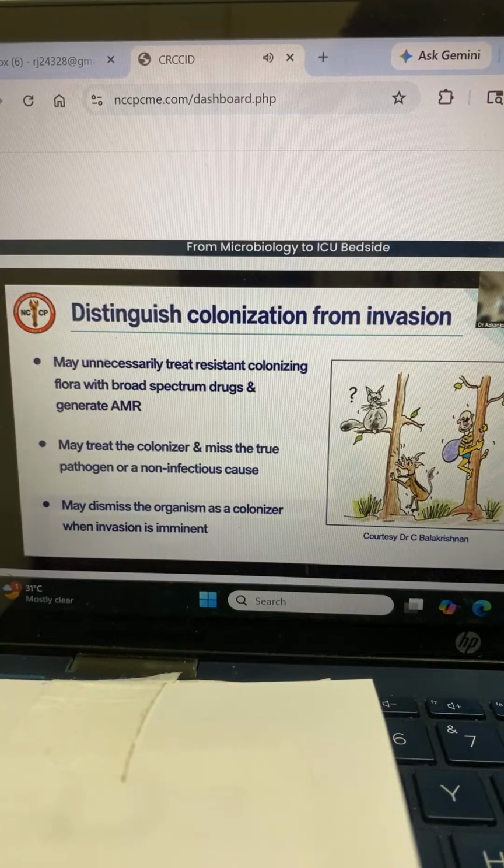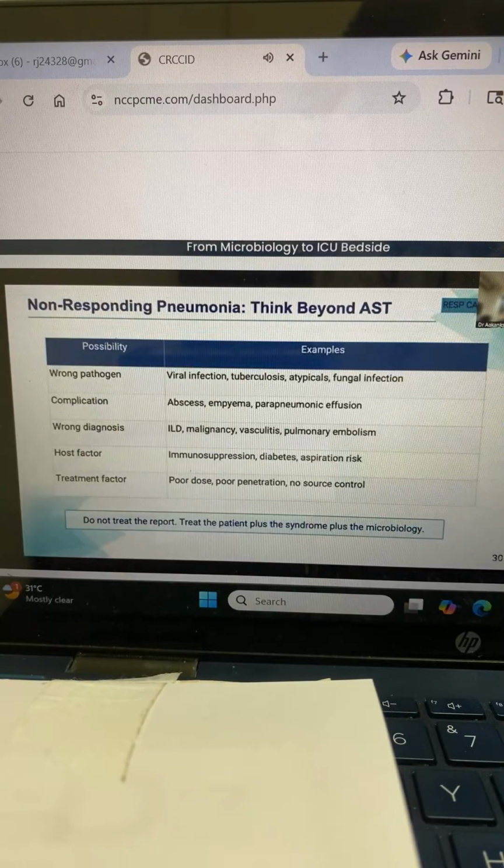And if you're treating a colonizer, you may actually miss a true pathogen or a non-infectious cause for the patient's problem. Now, another aspect in pneumonia is non-responders. So it's not just your AST report that matters. You need to reconsider, relook. Are you treating a wrong pathogen? Is it a viral infection or tubercular? Has a complication occurred like an abscess or a parapneumonic effusion? Is the diagnosis wrong to begin with?